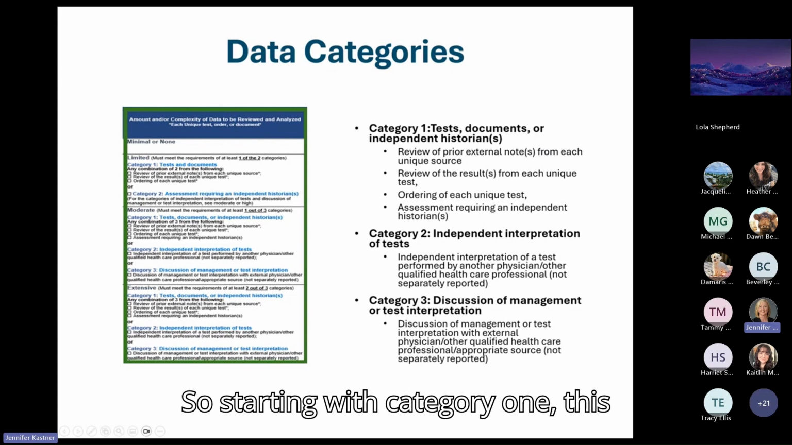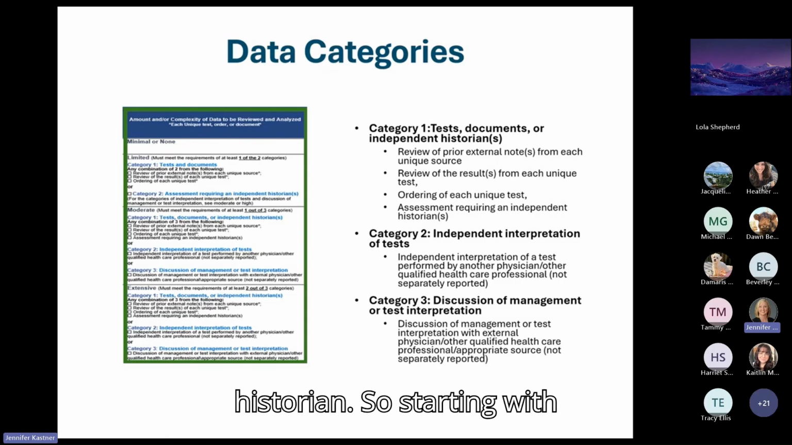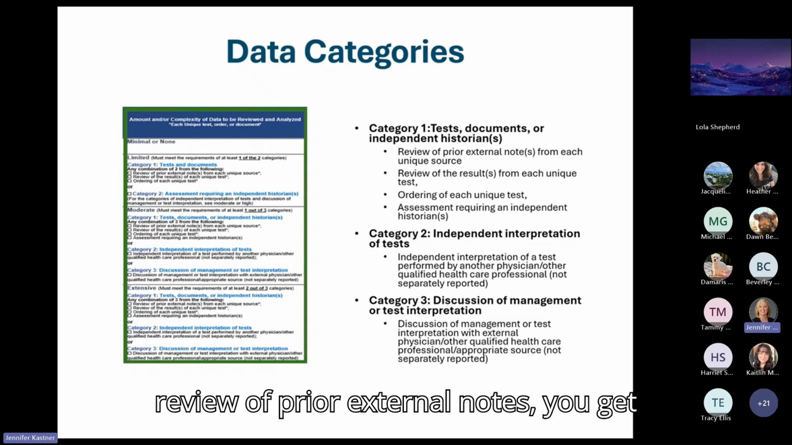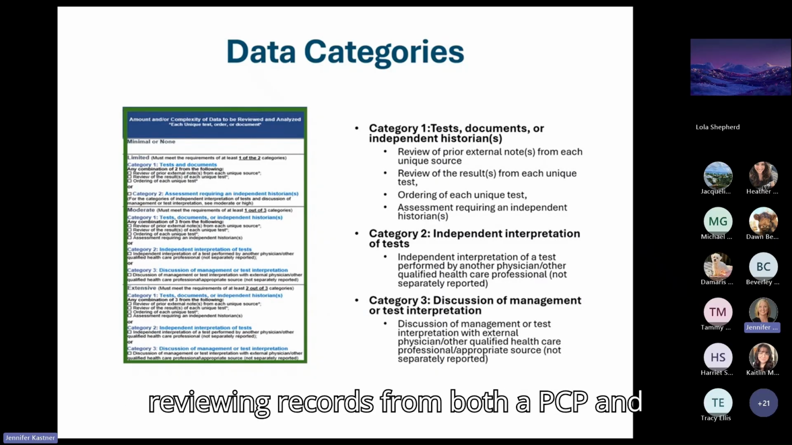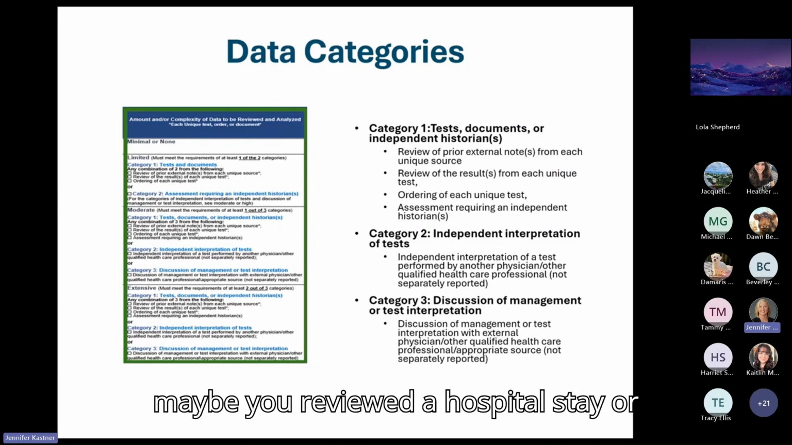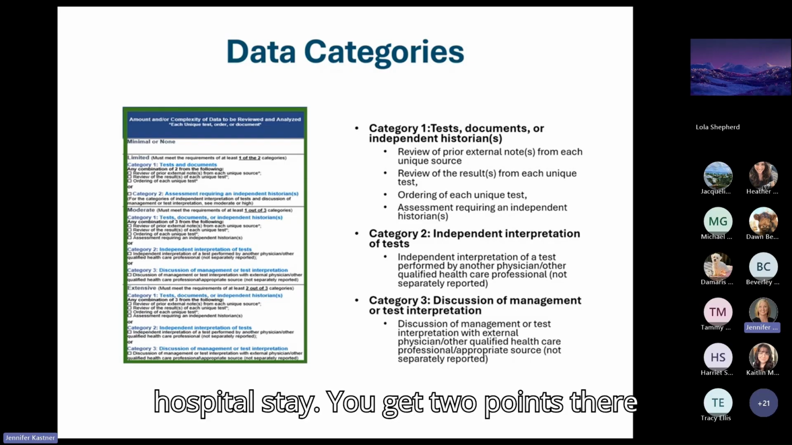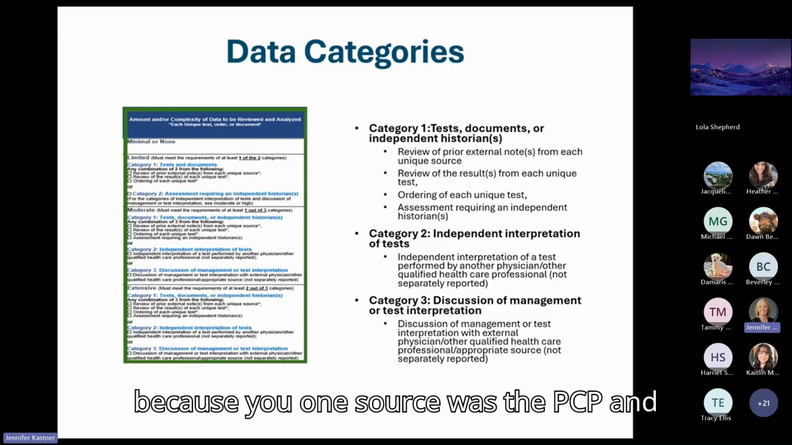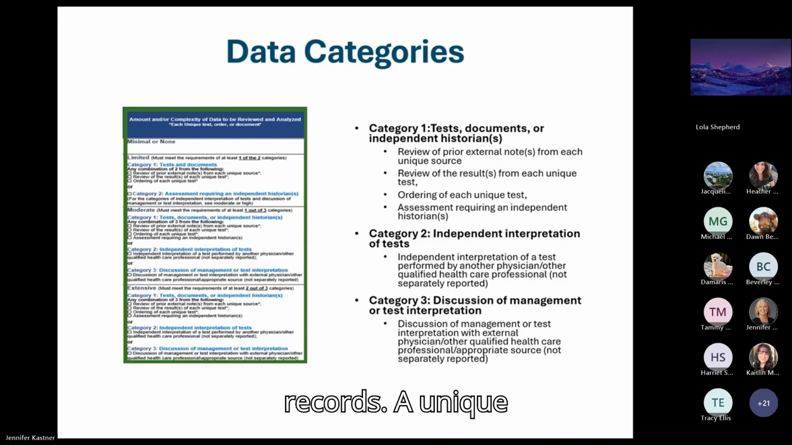So starting with category 1, this represents tests, documents, or independent historian. Starting with review of prior external notes, you get 1 point per unique source. For example, reviewing records from both a PCP, and maybe the patient was hospitalized over the weekend and you reviewed that hospital stay. You get 2 points there because one source was the PCP and the other source was the hospital records.